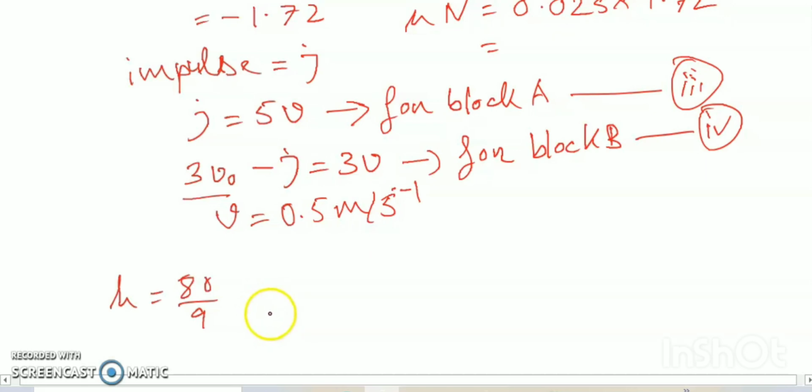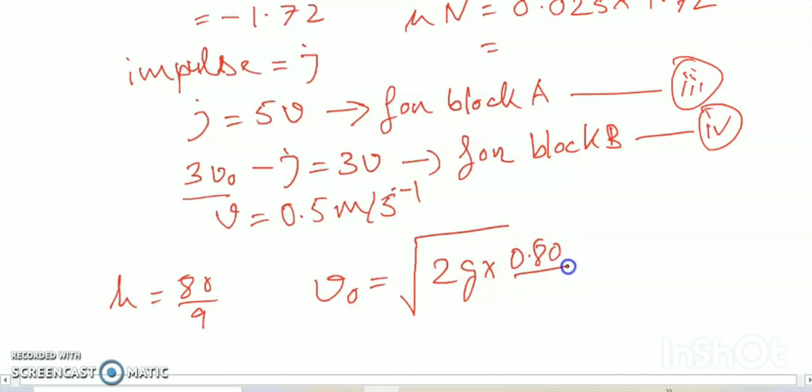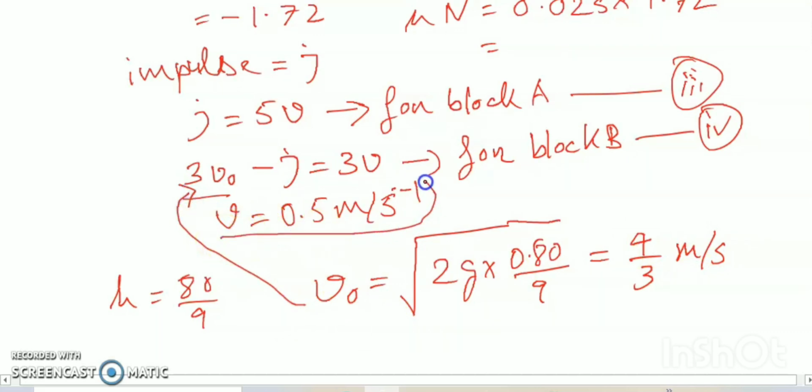Therefore, its speed just before the string becomes taut is V0 equal to root over 2gH, where H is equal to 0.89, which equals 4 by 3 meter per second. I apply this value in here, and by the calculator I get this value, 0.5 meter per second.